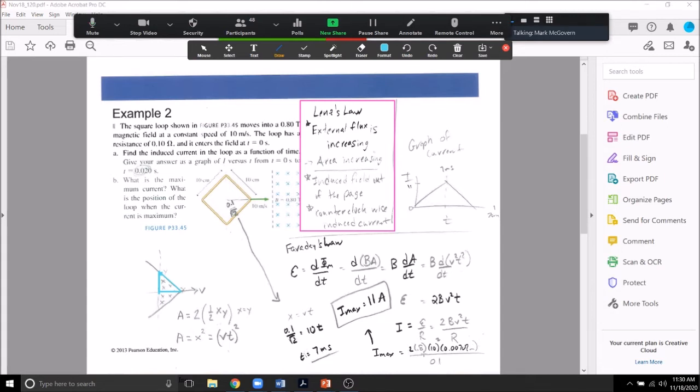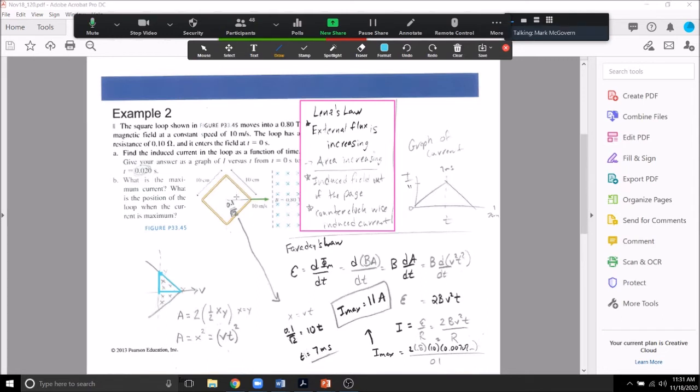So I got 2.8 as my magnetic field, and 10 is the speed. That expression is just what the current is, but I want to know the max current. The max current occurs when half the loop is in, because that's the greatest rate of increase in area.